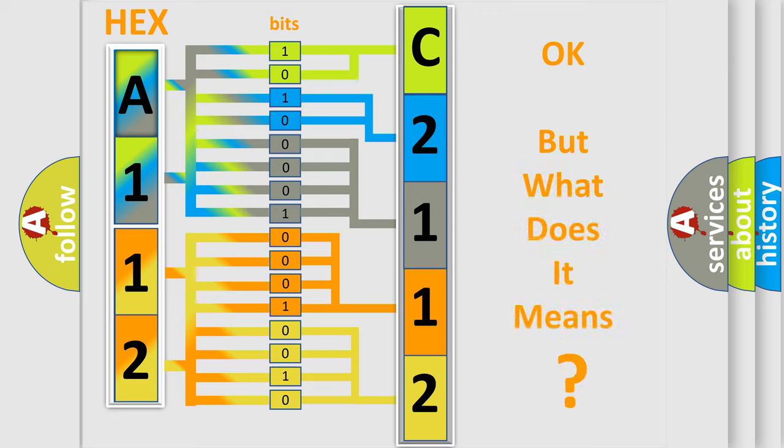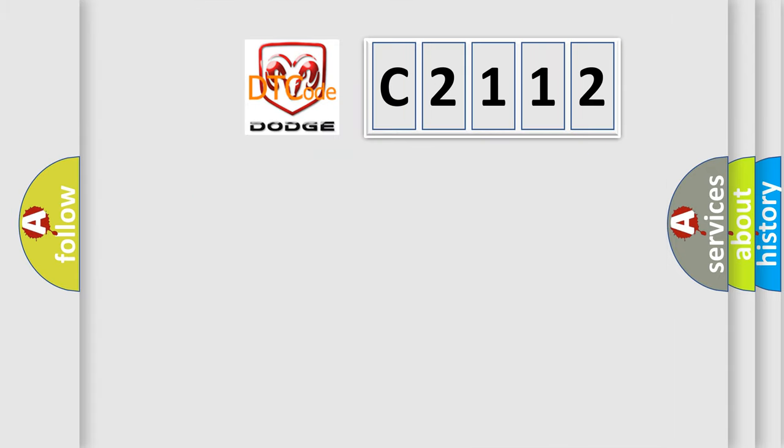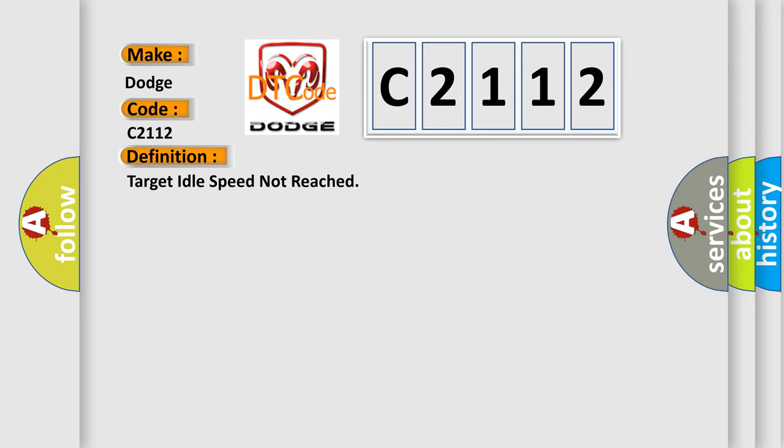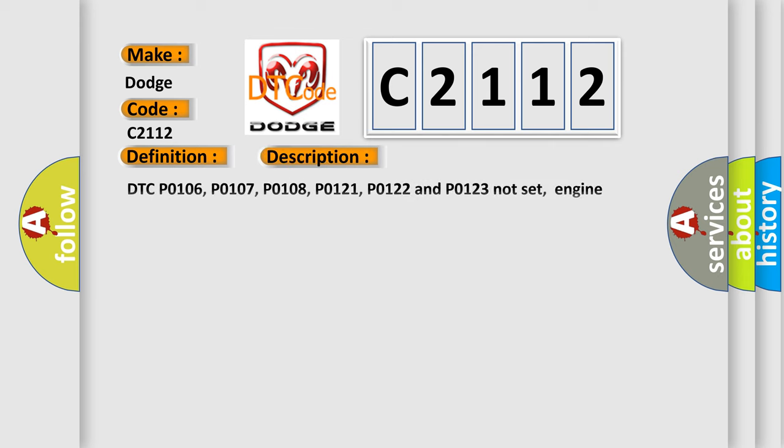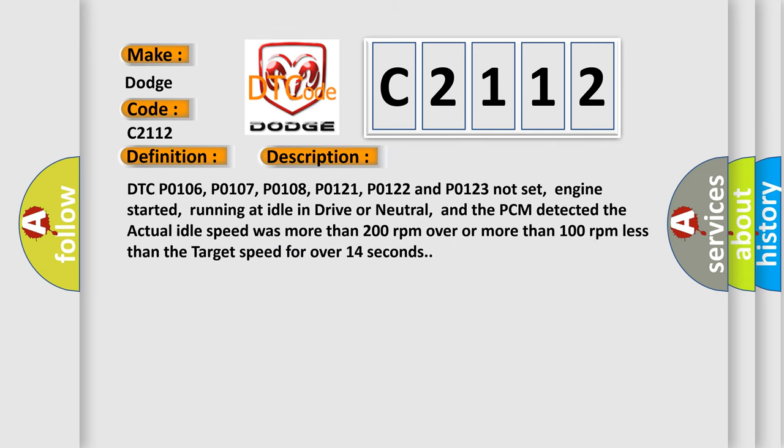The number itself does not make sense to us if we cannot assign information to what it actually expresses. So, what does the Diagnostic Trouble Code C2112 mean specifically for Dodge car manufacturers? The basic definition is target idle speed not reached. And now this is a short description of this DTC code.